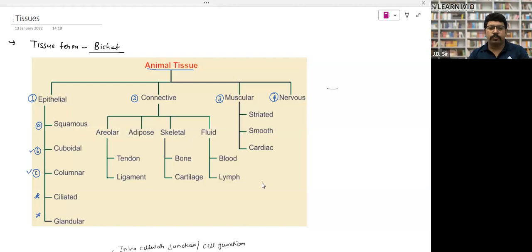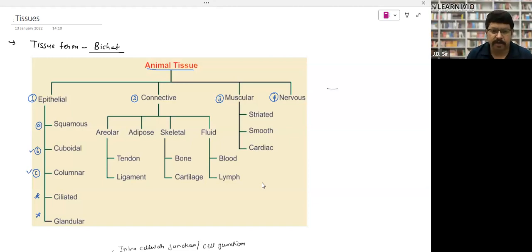First, we have divided animal tissue into 4 categories: epithelial, connective, muscular, and nervous. Epithelial tissue is basically of 3 types: squamous, cuboidal, and columnar. So what is epithelial tissue? Every tissue which makes the covering of our body, like skin is the covering of our body. Either it makes the covering of an organ, external or internal. So that is epithelial. Got it? So every covering, internal or external, is made up of epithelial tissue. Clear?